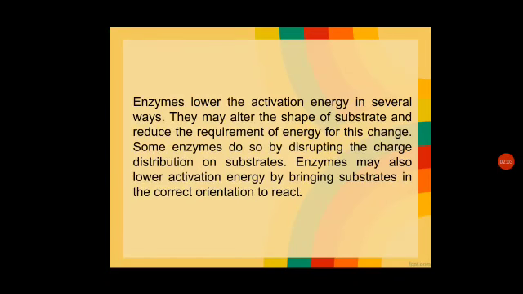Enzymes lower the activation energy in several ways. They may alter the shape of the substrate and reduce the requirement of energy for this change. So we can say that the enzyme lowers activation energy by changing the shape of the substrate, the molecule on which it acts, so that it converts into products. Some enzymes do so by disrupting the charge distribution on the substrate. Enzymes may also lower the activation energy by bringing the substrate into the correct orientation to react.